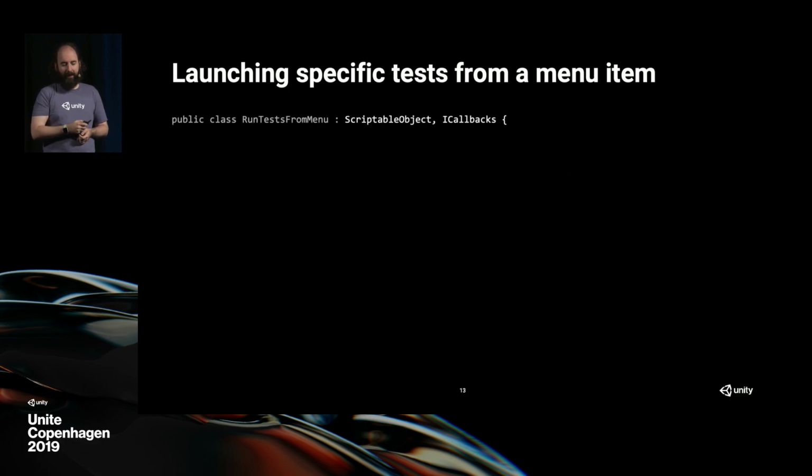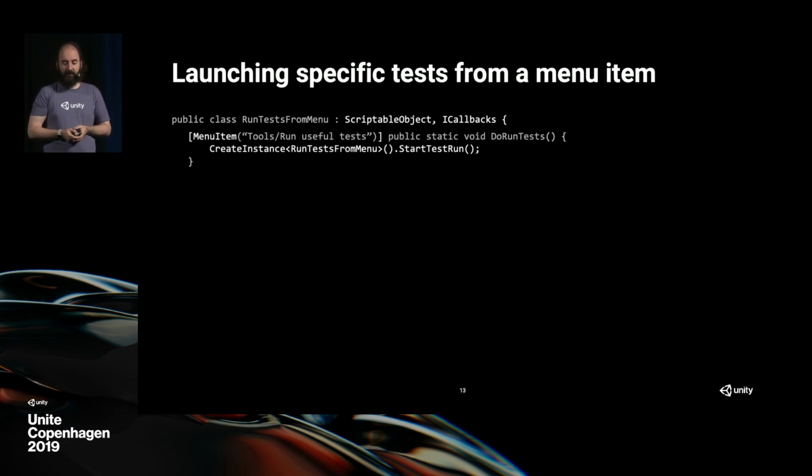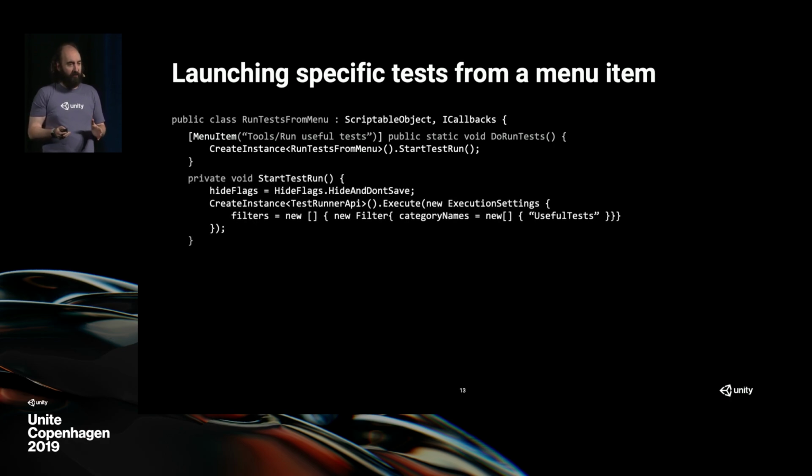So what does this look like? We have our scriptable object class that implements the callbacks. We have a simple static function with a MenuItem attribute on it that is going to make an instance of the scriptable object and then start the test run on it. Starting the test run itself, there's a couple of little things in here. Firstly, an important trick: we set the hide flags on the scriptable object to HideAndDontSave, which ensures that the object is never persisted or never becomes part of your project, but also is not going to be picked up by the garbage collector, and is going to be kept alive across domain reloads and things like that. And then we're creating an instance of the TestRunner API, and we're executing it with the particular filters. In this case, we're going to run all tests that have the category useful tests.